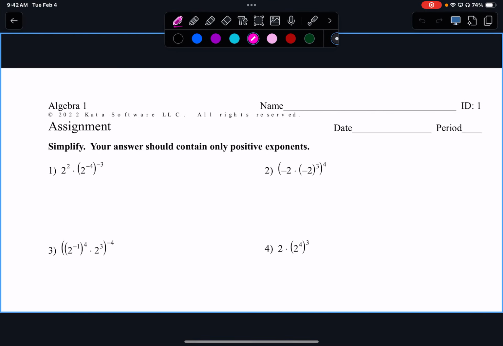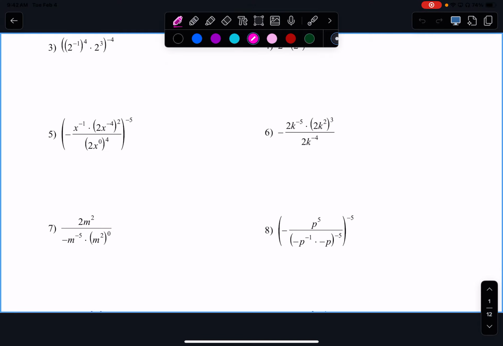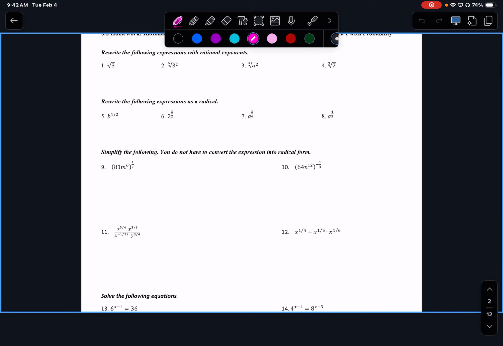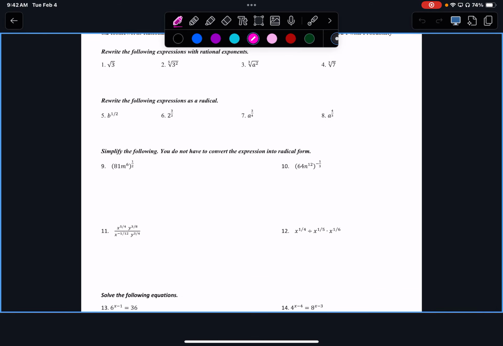All right. So in your yellow packet, we are going to go to the second page. Flip to the back. And we are going to do questions 1 through 12 on the 6.2 homework page. So you will do all questions 1 through 12.